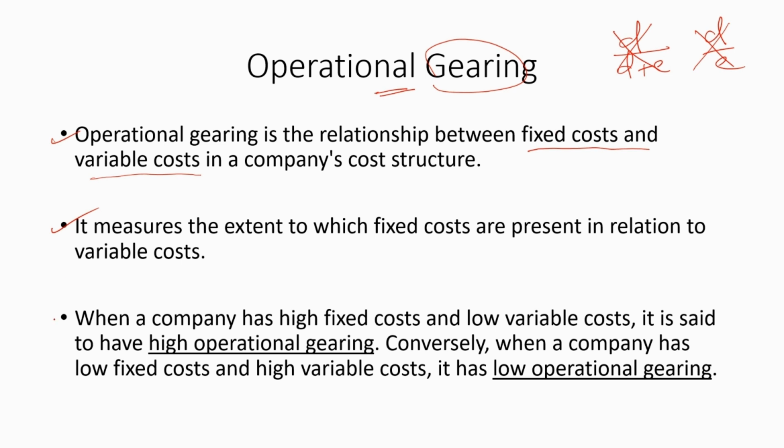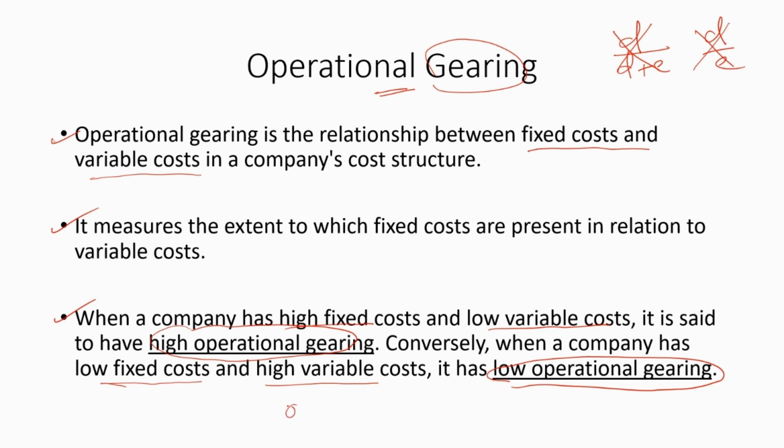When a company has high fixed costs and low variable costs, it is said to have high operational gearing. Simply, this means if the fixed costs are higher than the variable costs in the cost structure, it is known as a high operational gearing. Higher the fixed cost, higher the operational gearing. Conversely, when a company has low fixed costs and high variable costs, it has low operational gearing. Lower the fixed costs, lower the operational gearing.